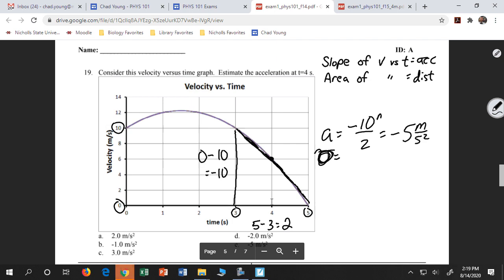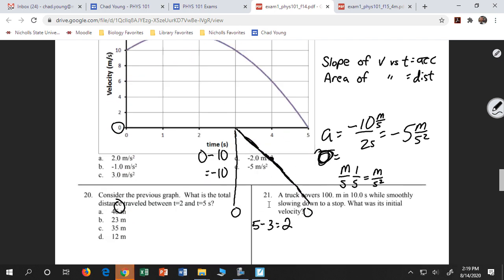I can check my units because this is meters per second and this is seconds. And meters per second divided by seconds is the same as saying this is equal to meters per second squared. So that's correct. The next part of this question, usually on these graphing questions, I give you multiple parts because I like to use the figure for multiple questions.